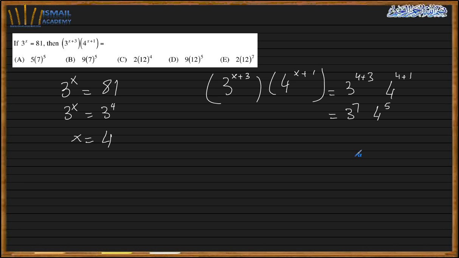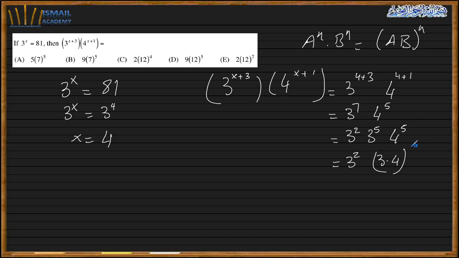I don't have the choice here, but still I can do something. So this is 3 squared, 3 to the 5, 4 to the 5. So here is going to be 3 squared. When we have a to the n and b to the n, I can put them under the same exponent. So this is going to be 3 times 4 to the 5. So this is 9 and this is 12 to the 5, which is D.